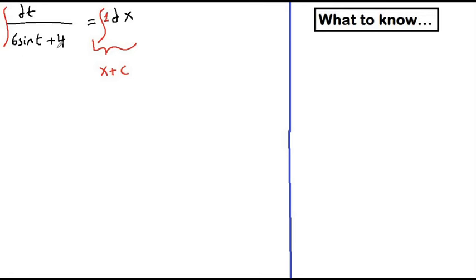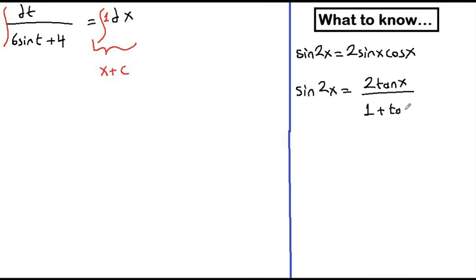For this integration, we are going to utilize the double angle identity for sine. So we know that the double angle identity for sine 2x is 2 sine x cosine x. But we are not going to use this form. We are going to use the form of sine of 2x is equal to 2 tangent x over 1 plus tangent squared of x. You need to keep this in your identity bank for double angle identity, because it's very useful in such kind of integration.